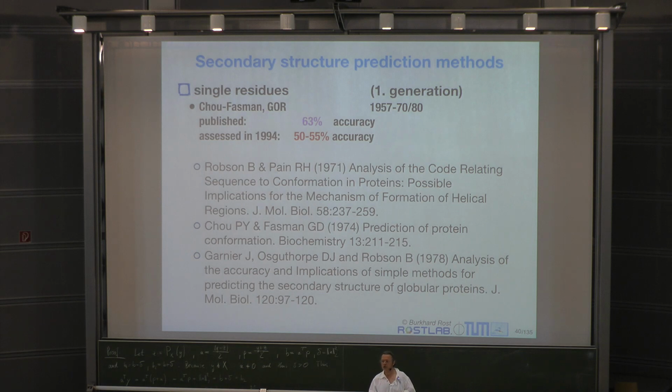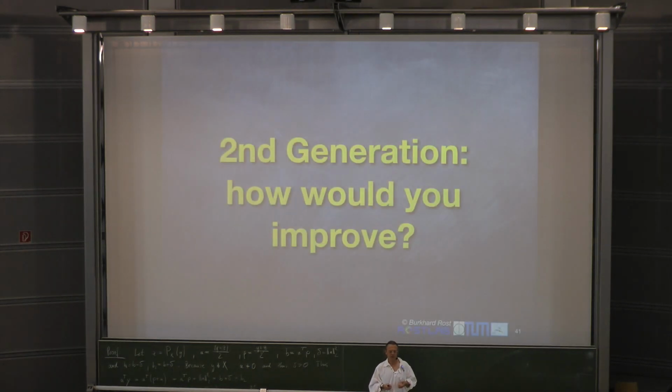Now this I call the first generation method. So there's going to be a second generation method. What are they going to use? Some of you may remember that from Tuesday. What's sort of the step up? First generation uses an individual amino acid propensity. It assigns a probability for individual amino acids.